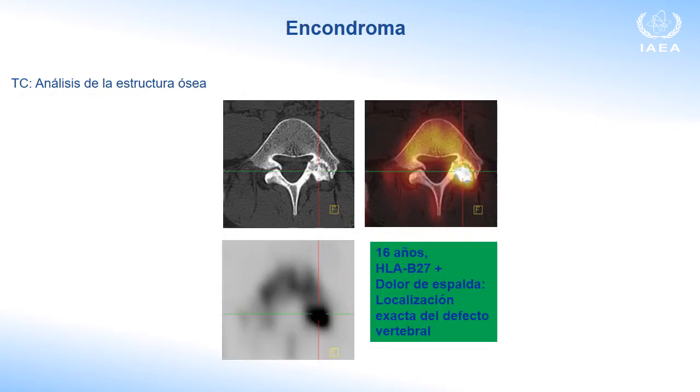And finally, if you look at enchondroma, this is a case of a patient that was referred to us because of oncologic history, and therefore he performed this SPECT-CT with the clear enchondroma, vertebral enchondroma.